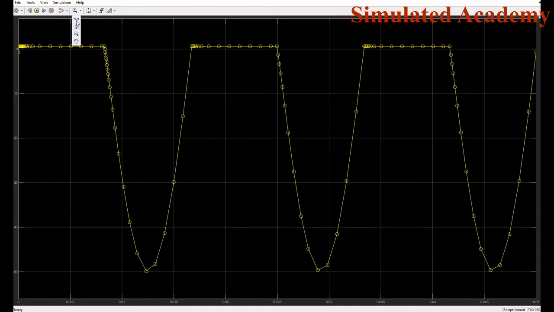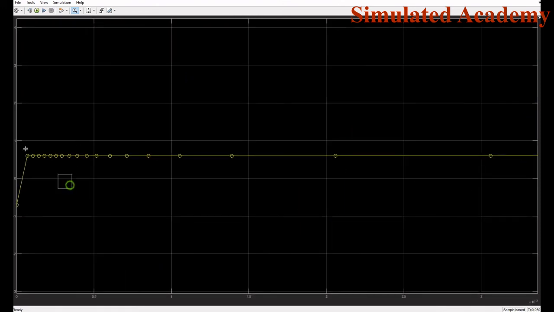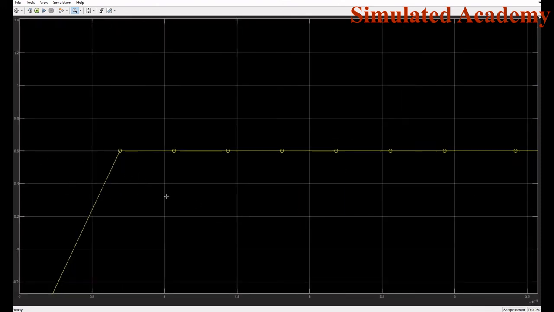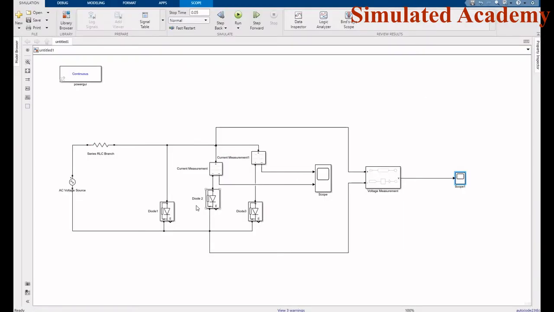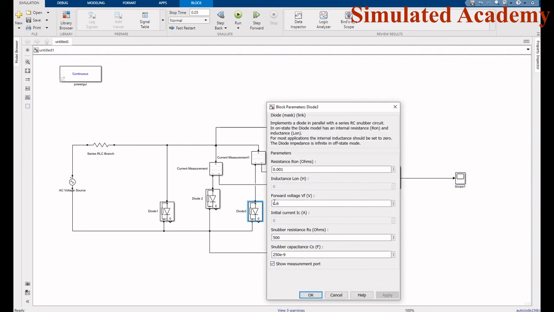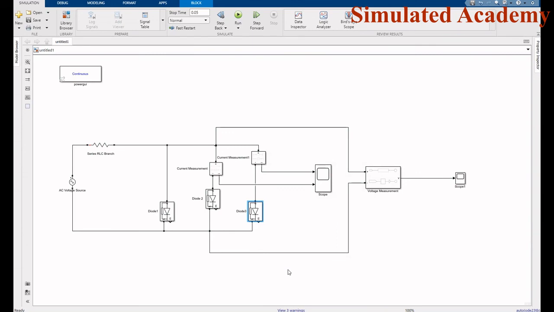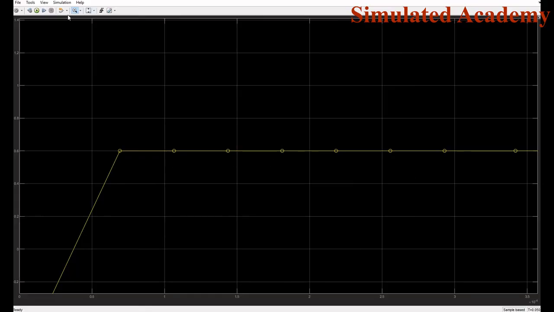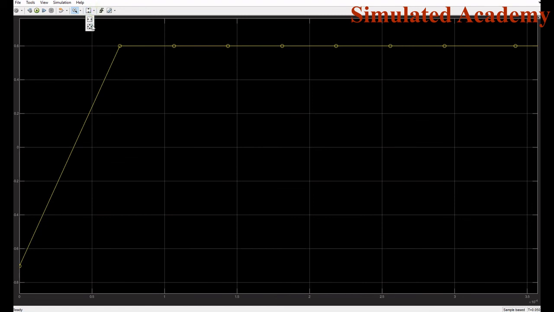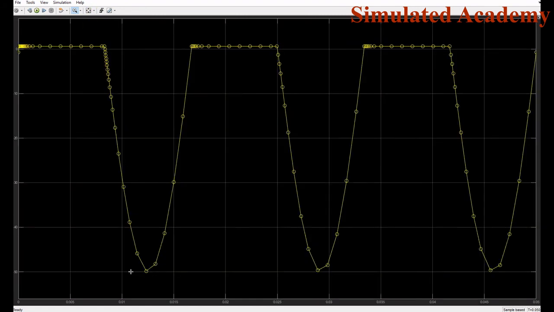Now how much is this value? Let me zoom in so it can easily be seen. Its value is 0.6. Why? Because these are all connected in parallel and the voltage drop across this is 0.6. So all these will have the same voltage of 0.6 for the forward bias, and for the reverse bias the voltage across each diode will have the AC source because it will act as an open circuit.